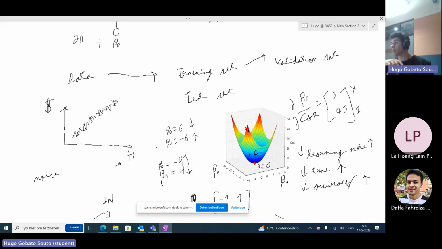So that's why we want to stop close to B, but not very close to B. We want to stop here at C. The good thing is that C and B are usually in the same direction.